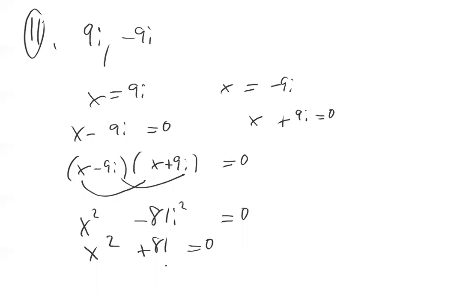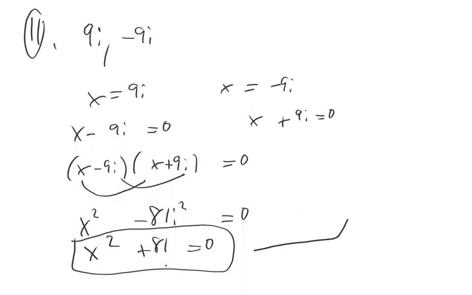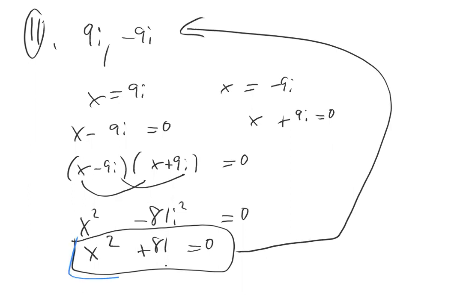So the equation that represents the solutions, the roots, or the answers, negative 9i and positive 9i, is actually this. So your answer is the equation. So in problem 11, you're working backwards from an answer to an equation. So it's important to be able to convert values like those numbers into an equation. All right, now let's try number 12.